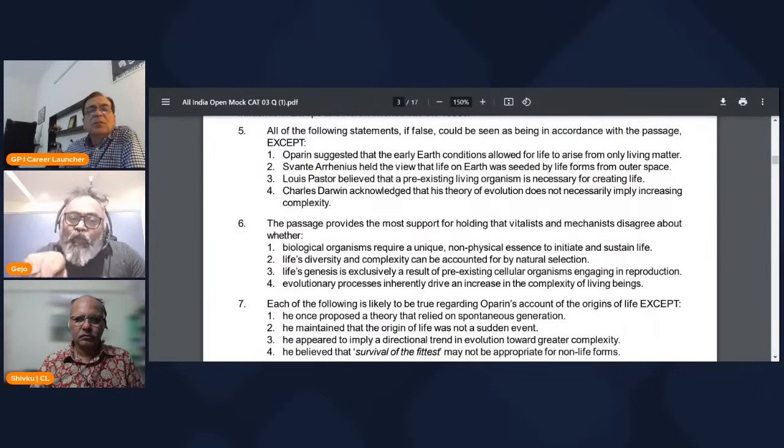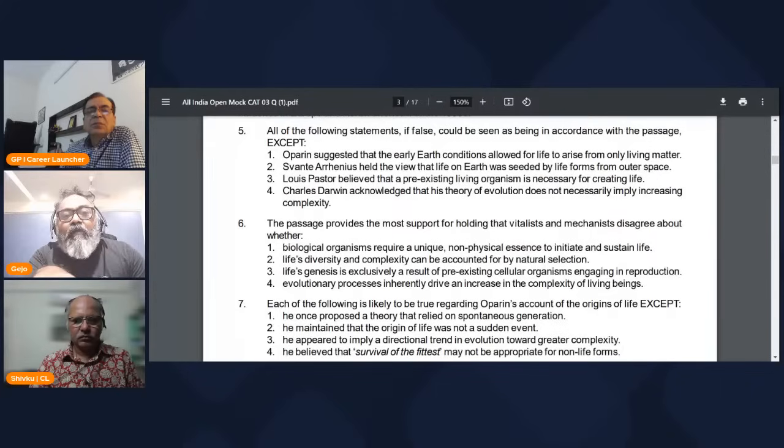So the first issue would be dealing with all those double negatives. If false is negative, in accordance with is positive, except is negative. So negative, negative, positive. So what is the passage saying? For everybody who had an issue, I think the majority marked answer choice number two.